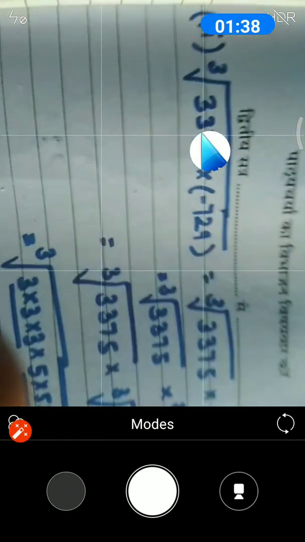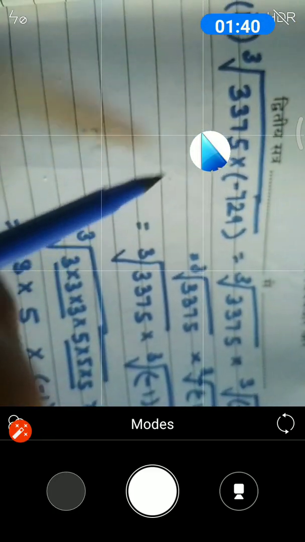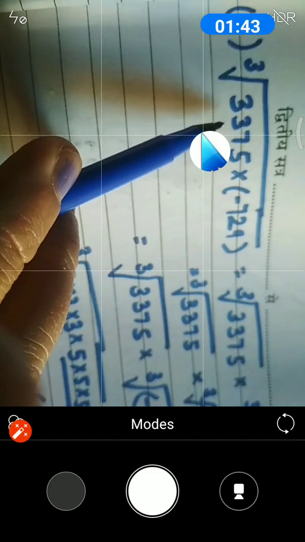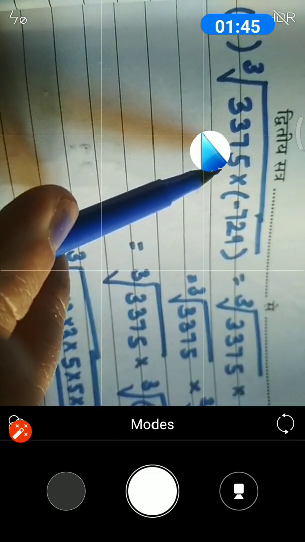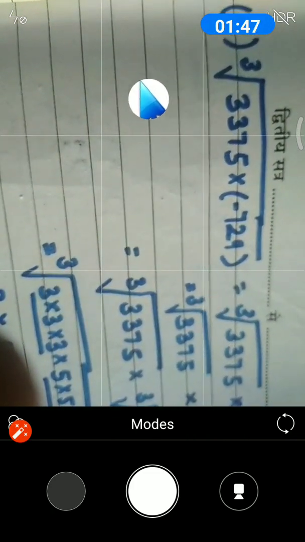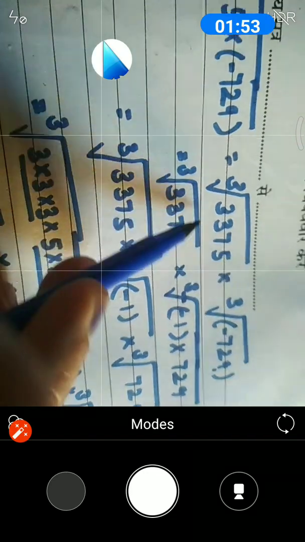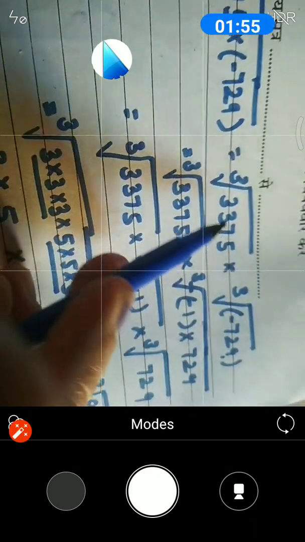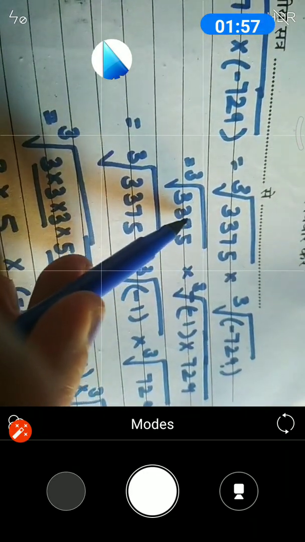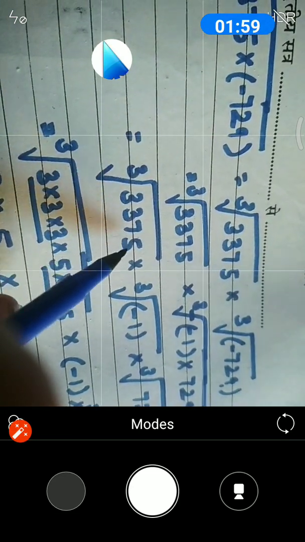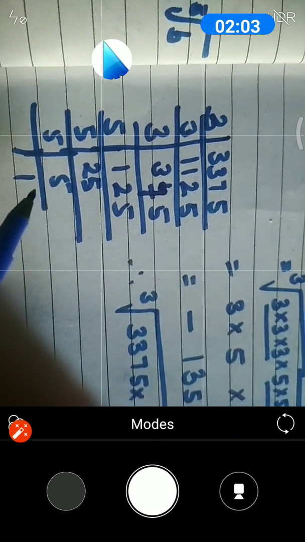So let's do the next part. It is question number 2. You have to find the cube root of 3375 multiplied by minus 729. If you see that, again we use the same formula, that we have to find the individual cube roots. So we find the cube root of 3375 using the prime factorization method.